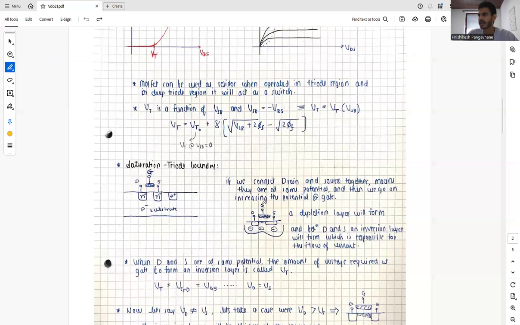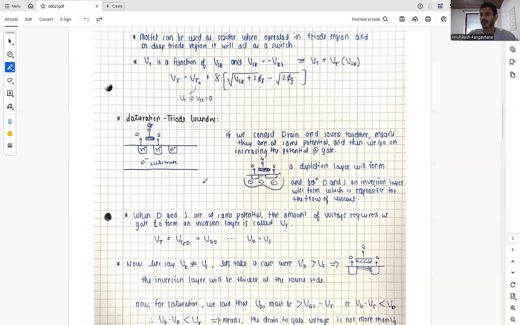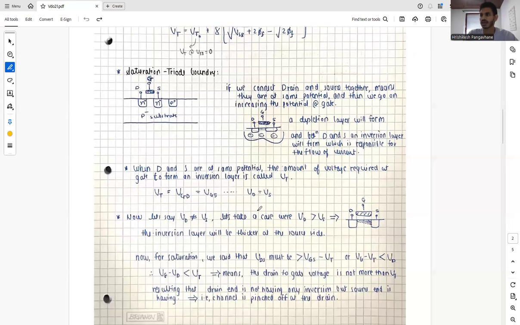When the potential at the gate is greater than VT, the inversion layer will form. Due to the inversion layer around drain and source, there is also a depletion layer. When drain and source are at the same potential, the voltage required at the gate to form an inversion layer is called the threshold voltage, and it is given by VGD or VGS in this case, because drain and source are at the same potential. Now let's say drain and source are not at the same potential. Drain is at a higher potential and source is at a lower potential, so let's take a case where VD is greater than VS.